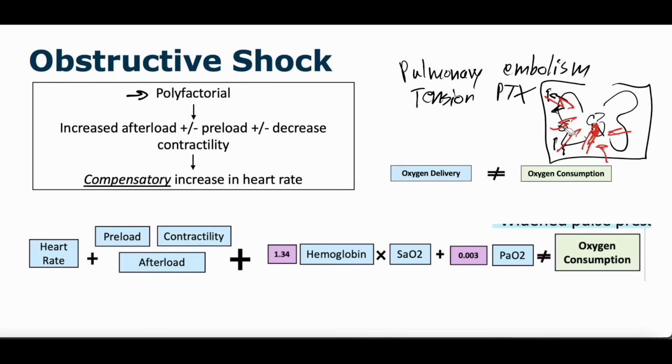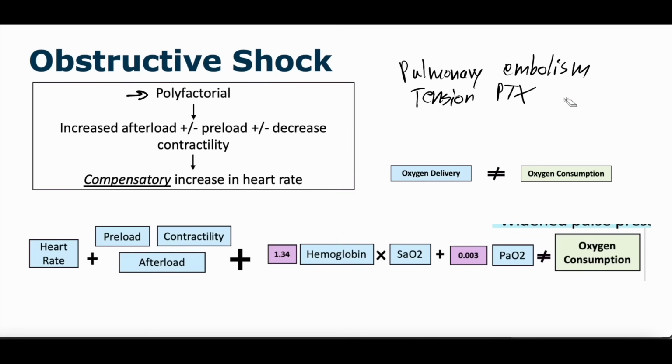That is distinctly different than pulmonary embolism, right? This is that there's pressure squeezing on the heart, so it can't get enough preload to fill. Whereas pulmonary embolism is there's too much afterload that the heart is pumping against. So you can see here that, more so than the other categories, there's a lot of polyfactorial causes here. Another big thing is cardiac tamponade.